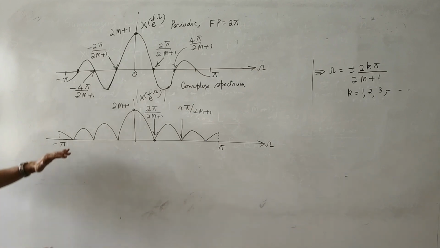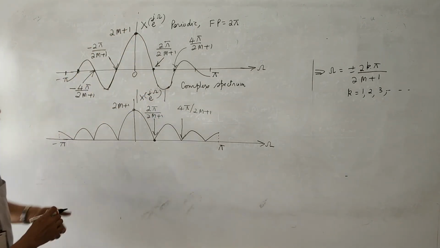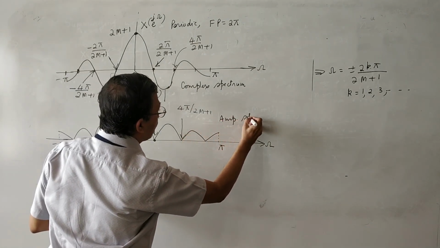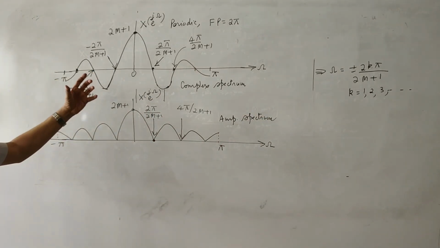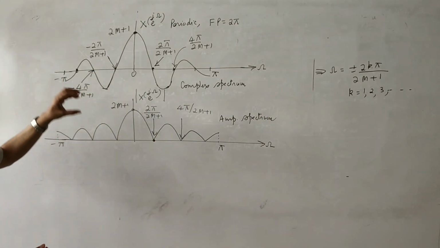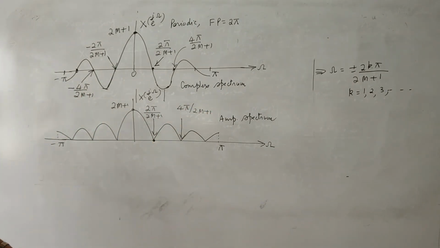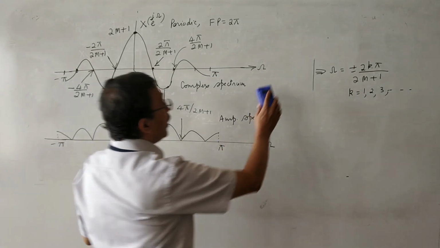When you take modulus, these negative cycles will become positive cycles. This is nothing but the amplitude spectrum. First I have drawn the complex spectrum. A complex number has amplitude and angle. This is the plot of the amplitude of that complex number. You can treat it that way. Next, some important things I want to tell you.